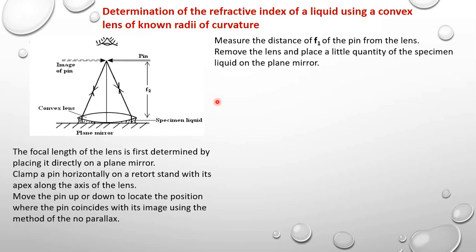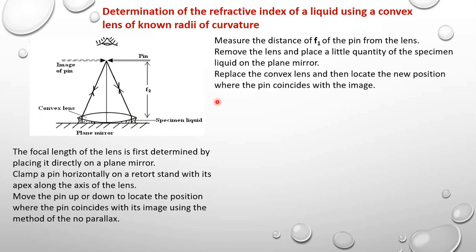When we replace the lens, we repeat the procedure of getting the new position of coincidence. So we shall again adjust the position of this pin until the image of the pin coincides with the pin by the no parallax method. When that is achieved, we shall be having this setup like this, and therefore we shall measure the distance from the pin up to the lens, and that one will be recorded as F2.